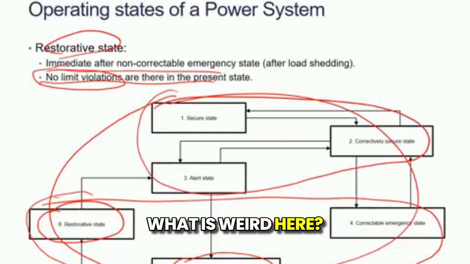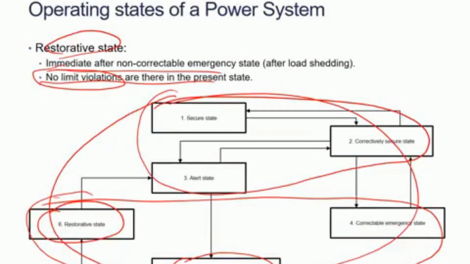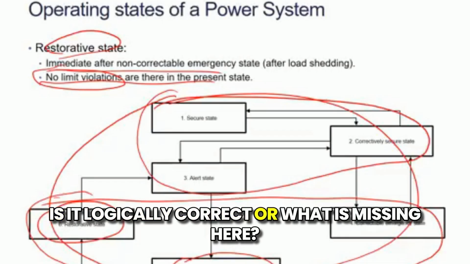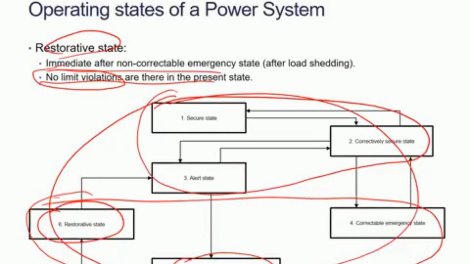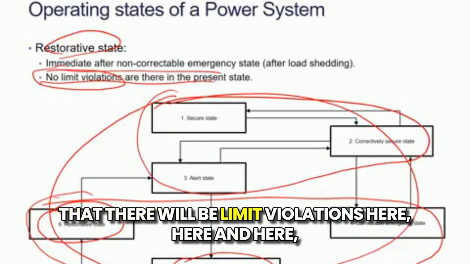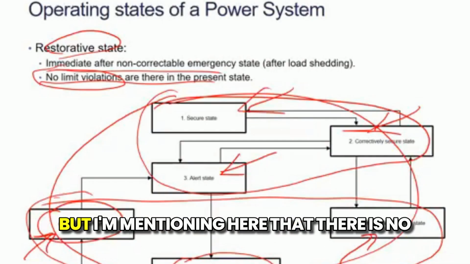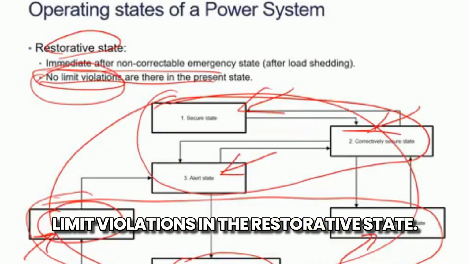What is weird here? Am I making some mistake here, or is it logically correct, or what is missing here? Do you agree with me? I mentioned in the 4, 5, 6 blocks at the start that there will be limit violations here, here, and here. There will be no limit violations, but I'm mentioning here that there is no limit violation in the restorative state.